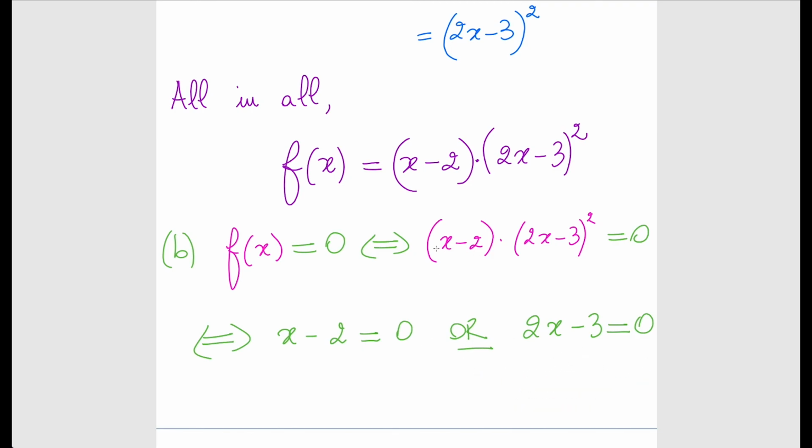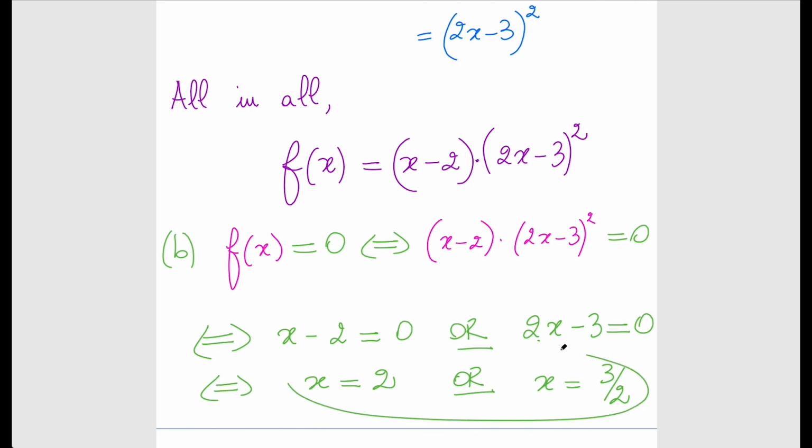Then f of x is 0 if and only if this happens, and this is an easy equation, right? When is x minus 2 0? It's when x is 2, right? By adding 2 to both sides. And how about that? When is 2x minus 3 0? Isn't it when x is equal to 3 halves? Just add 3 and divide by 2, you get this. These are the asterisk and the double asterisk we found. So f of x is 0 if and only if either x is 2 or x is 3 over 2.